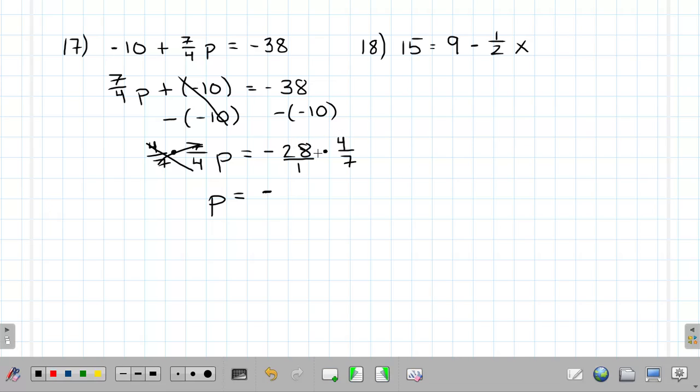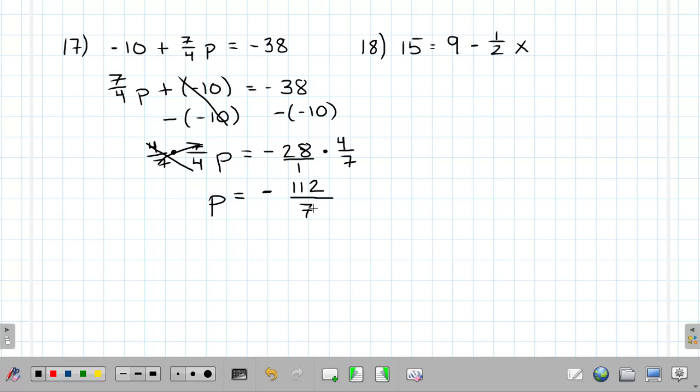28 times 4. Once again, that one's tough to think about maybe in your head, so if you need to double check yourself on a calculator, I would much rather you do that than just guess and end up getting this wrong. But 28 times 4 is going to be 112 over 1 times 7, which is 7. And we still got something pretty nasty looking here. 112 over 7.